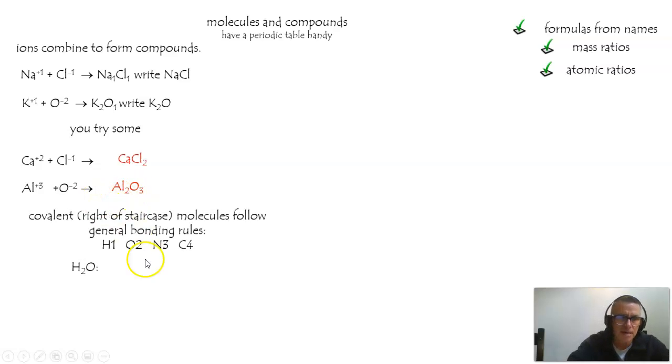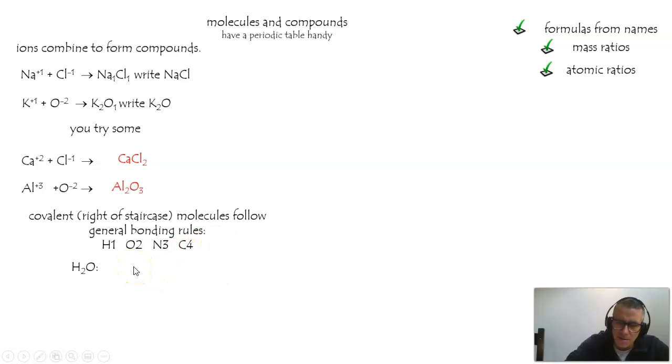A little bit about some molecules that form, and these are things that are to the right of the staircase. It's not an electrostatic attraction, but a different type of bond. We'll learn later it's called a covalent bond. But I do just want to mention that if you have substances that contain hydrogen, oxygen, nitrogen, or carbon, they follow a very predictable bonding pattern. Hydrogen tends to form 1 bond, oxygen 2, nitrogen 3, carbon 4. Honk if you love chemistry. Do you see that mnemonic?